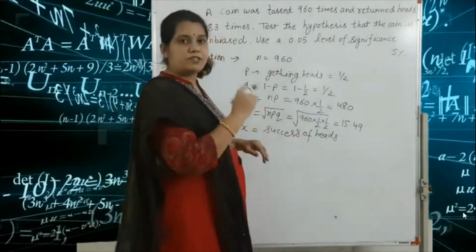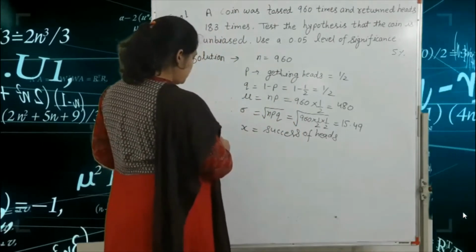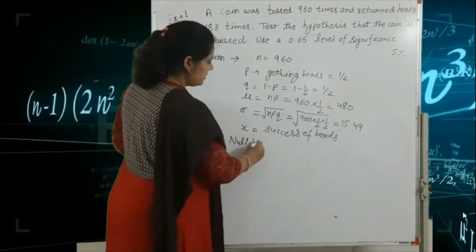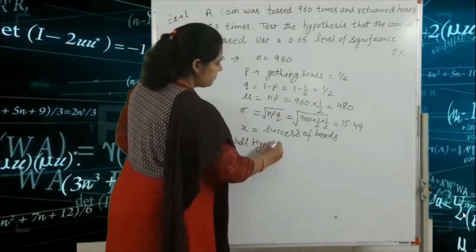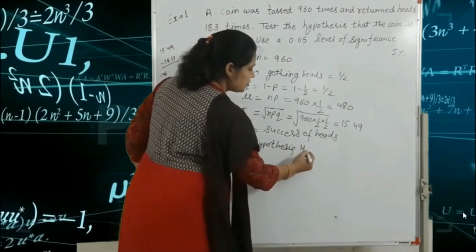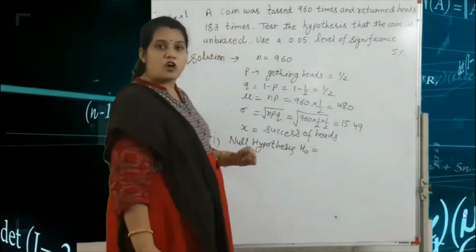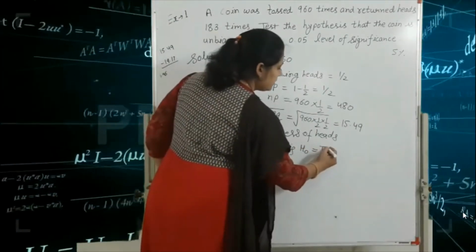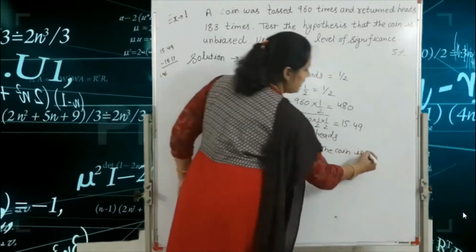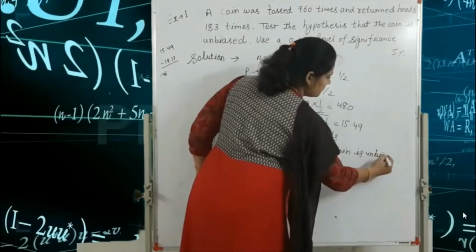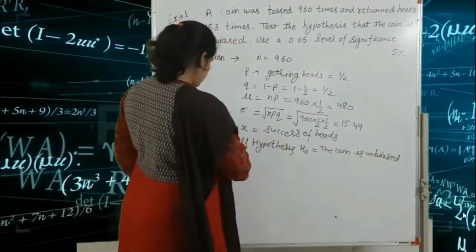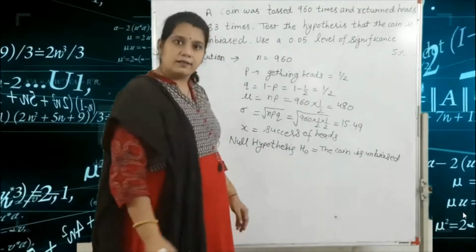Okay, so here first we write the first point. Our first point is the null hypothesis. That means we write here H naught. So H naught is equal to what? The coin is unbiased. Coin is unbiased.